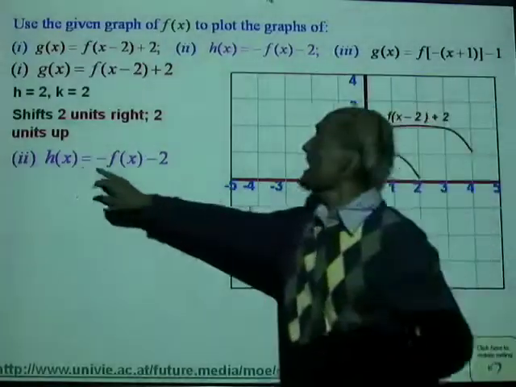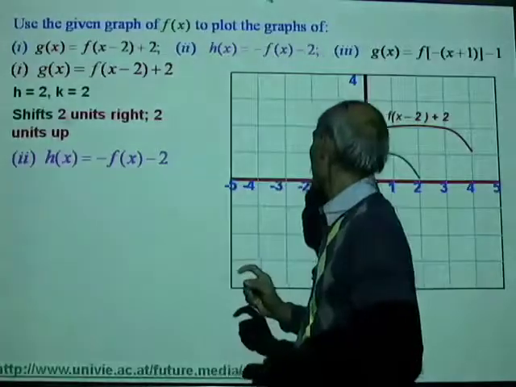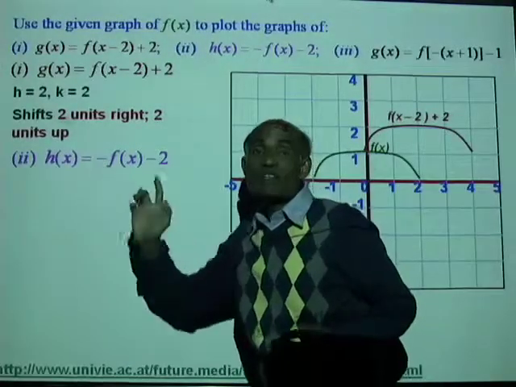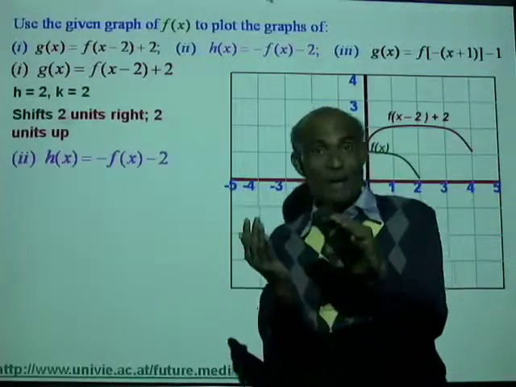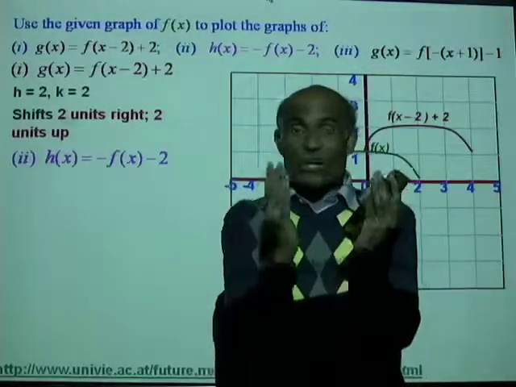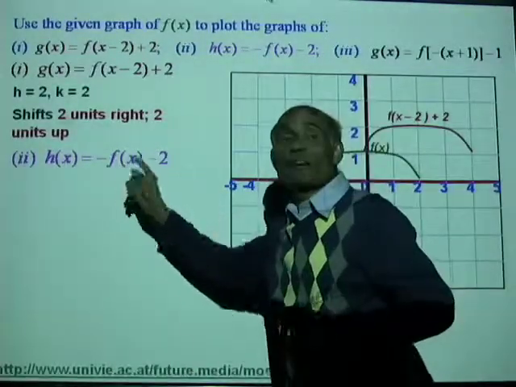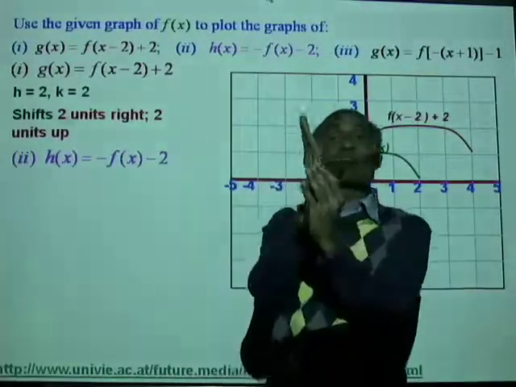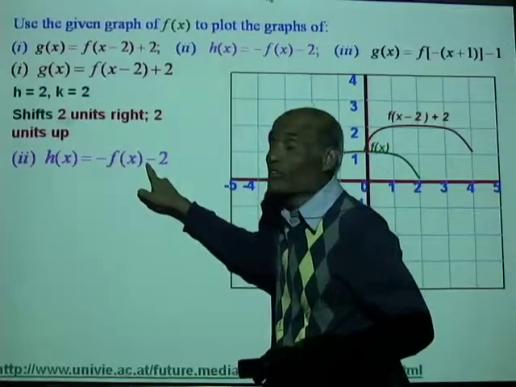Okay, how about this? H of x equal to negative f of x, minus 2. In other words, what does negative f of x do? Negative f of x is reflection on the x-axis. Alright, let's talk about it again. What does f of negative x do? Again, distinguish the two. Negative f of x, f of negative x. Negative f of x is reflection on the x-axis. F of negative x is reflection on the y-axis. So here we have reflection on the x-axis.